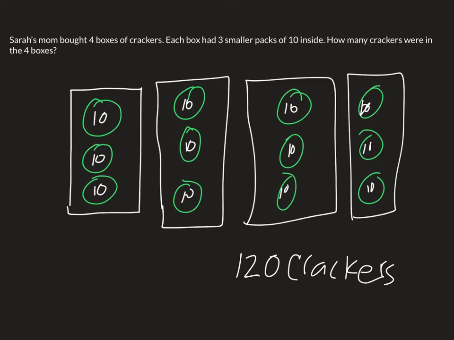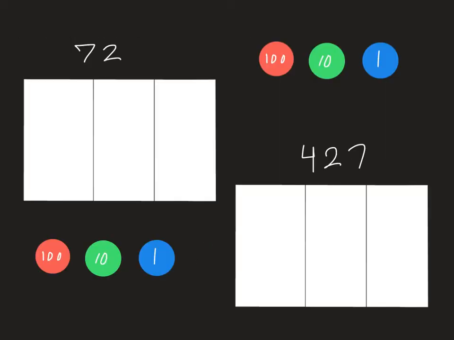How many packs do we have? 1, 2, 3, 4, 5, 6, 7, 8, 9, 10, 11, 12. Okay, so at the end we have 12 packs, which is the same thing as 120 crackers. Place value disks make the counting up a lot easier for us because we can see the number that we're working with. Let's take a look at modeling numbers with place value disks.